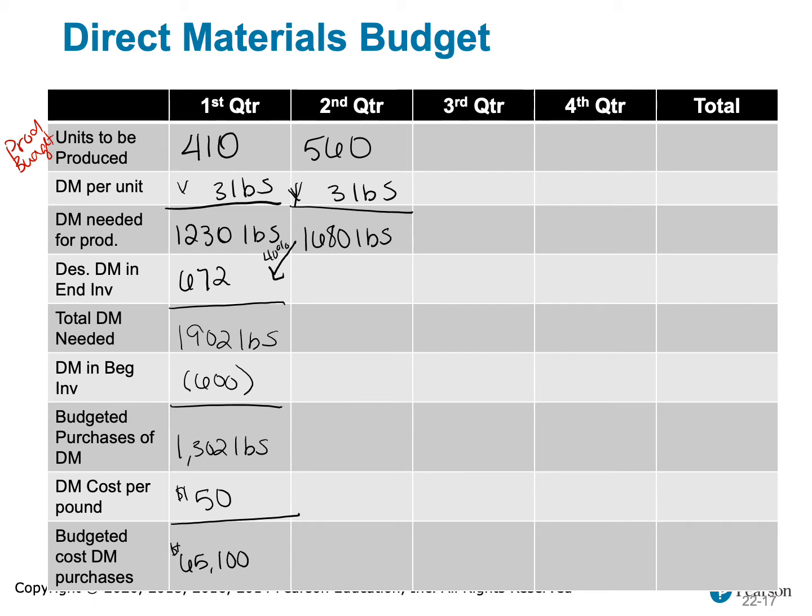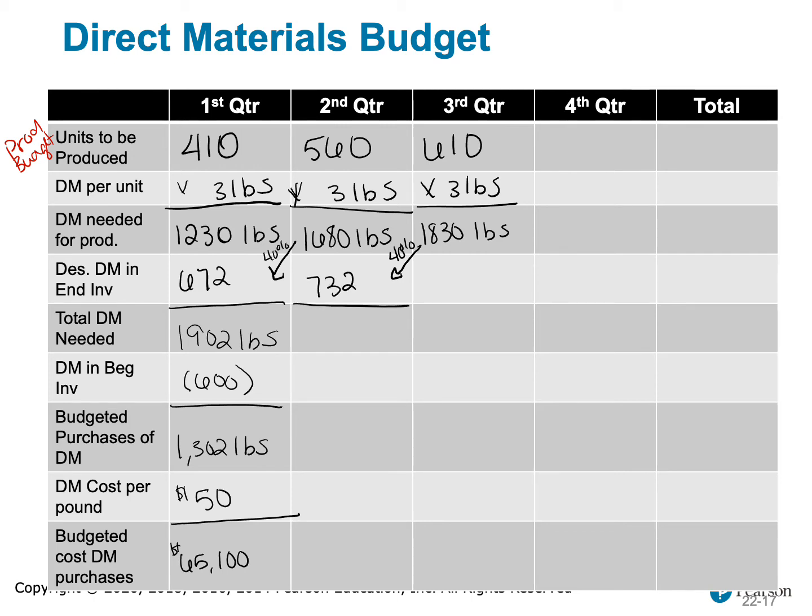So we've already done quarter two's production, direct materials needed for production. Now I need to calculate my desired ending inventory, but in order to do that, I have to calculate quarter three's materials needed for production. So quarter three's tablets to be produced based off the production budget is 610, multiplied by 3 pounds each, and that is 1,830 pounds of materials. So I want to pre-buy in quarter two 40% of that. So 40% of 1830 is, I believe, 732.